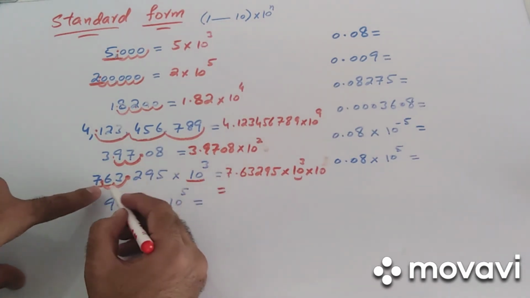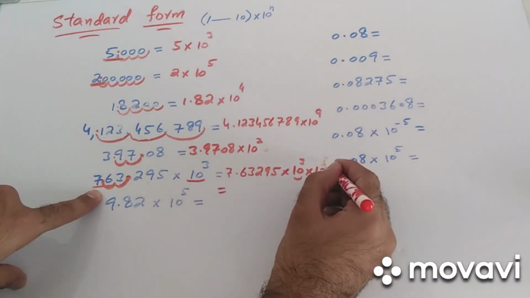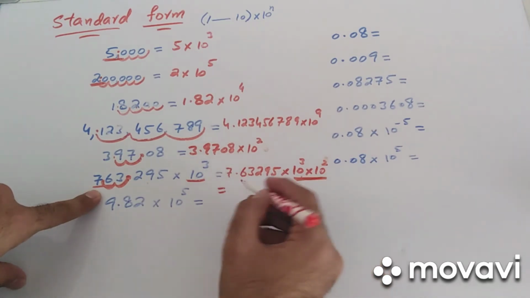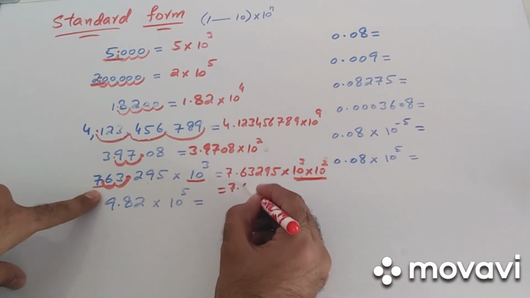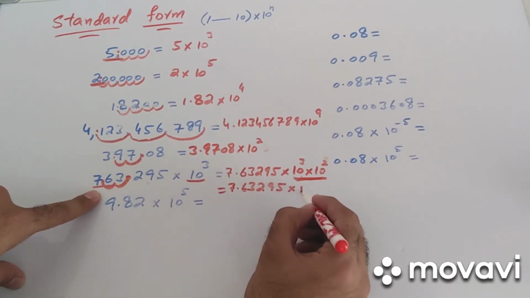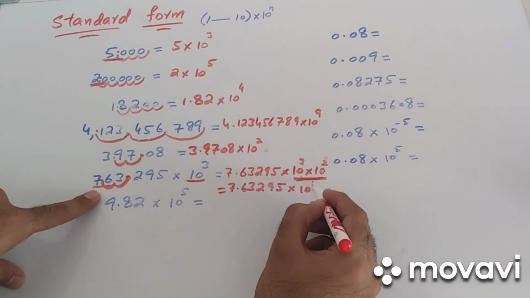7.63295. And then we have 1 and 2 places moved, so it's 2 more places. Or you can see these both are the same numbers, so this can also be written as 7.63295 times 10 raised, if you combine them, so this will be 10 raised to the power of 5.